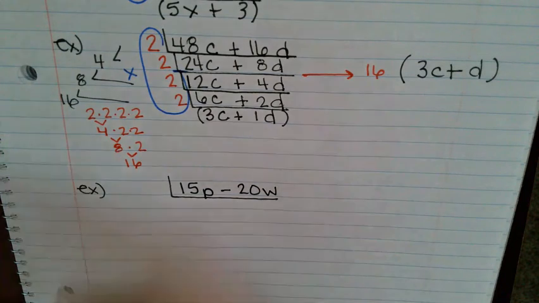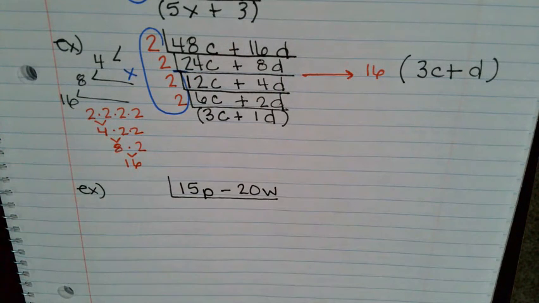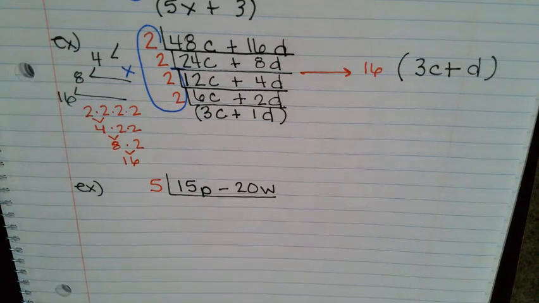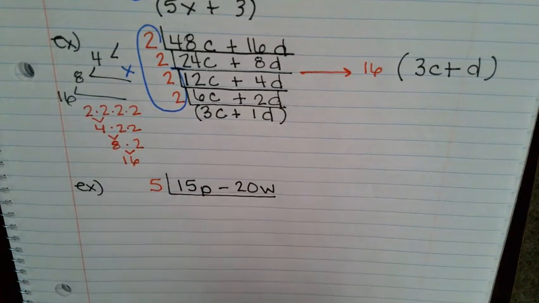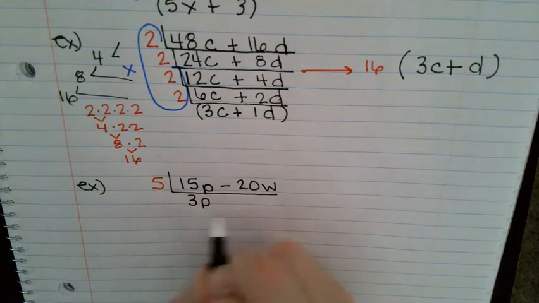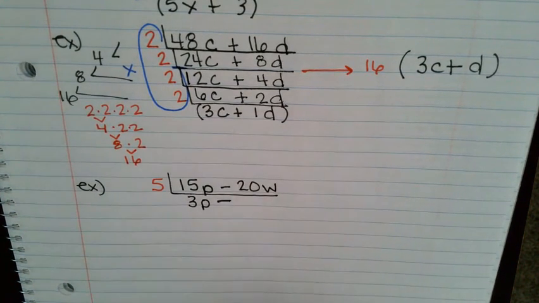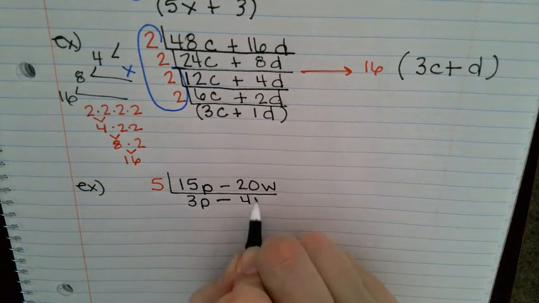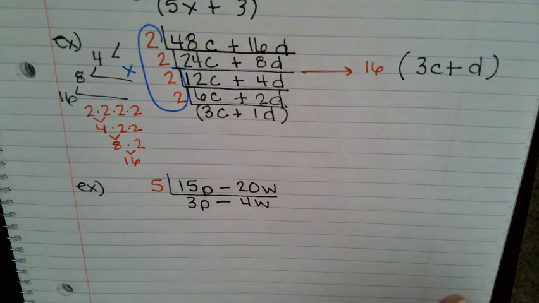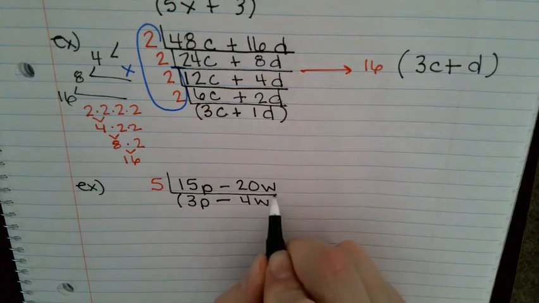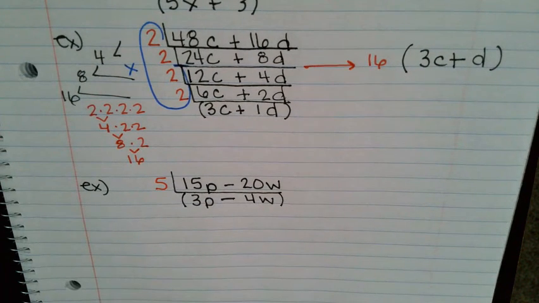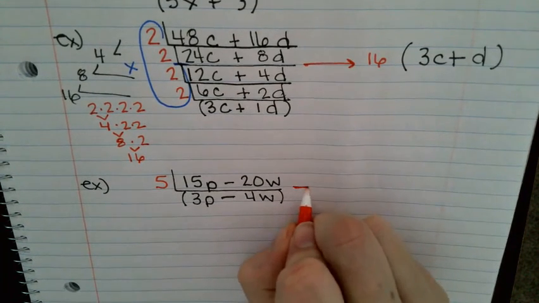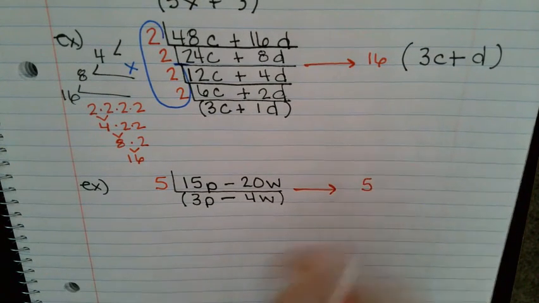I notice use 2, 3, or 5. And look, both 15 and 20 are divisible by 5. So we're going to pull out that 5. 15p divided by 5 is 3p. For now, let's just drop down our subtraction sign. And 5 goes into 20w 4w times. And that's it. We know that 3 and 4 are mutually prime. So now all we have to do is just say, hey, my greatest common factor is 5.